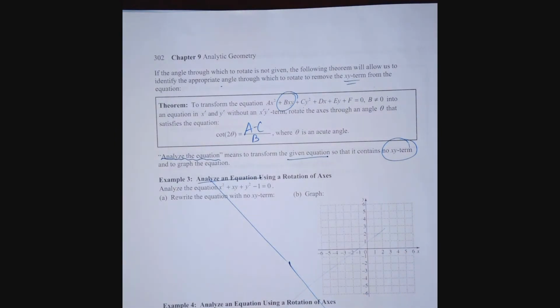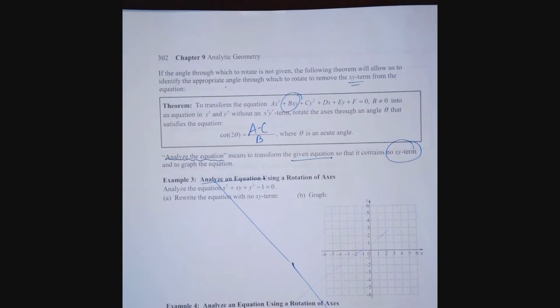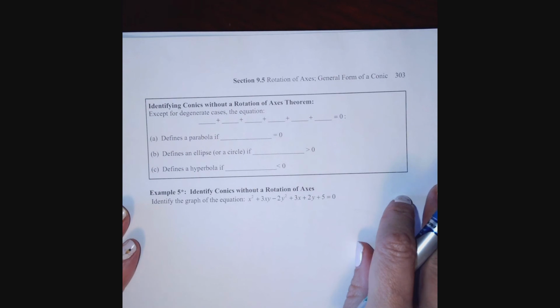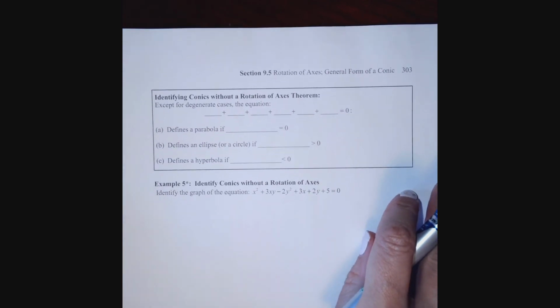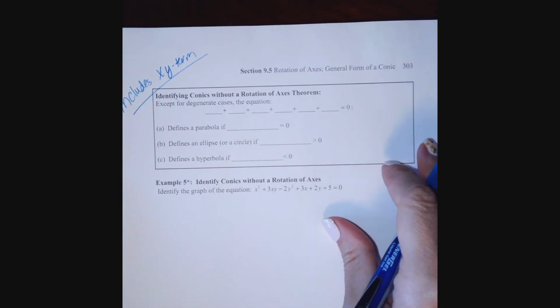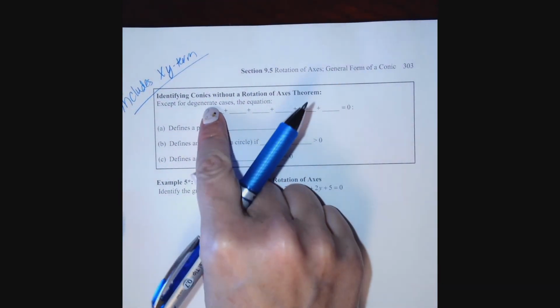Alright, since we're skipping the rest of this page, let's look at the last page of our notes for this section: identifying conics without a rotation of axes theorem. So what if you do have that xy term? This one is going to include the xy term, except for degenerate cases.